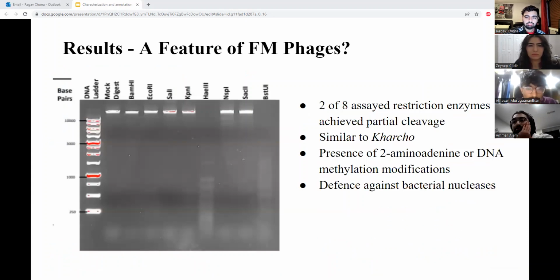Upon digestion by restriction enzymes, only 2 of 8 enzymes were able to partially cleave Ottawa's genome, which were HaeIII and BstUI, similar to the behavior of the Karsho genome. This may indicate the presence of 2-aminoadenine or DNA methylation modifications. This is hypothesized in Ottawa, but future experiments with restriction enzymes will allow us to make definite conclusions. Additionally, these properties may confer major advantages to phages in protecting against bacterial nucleases.